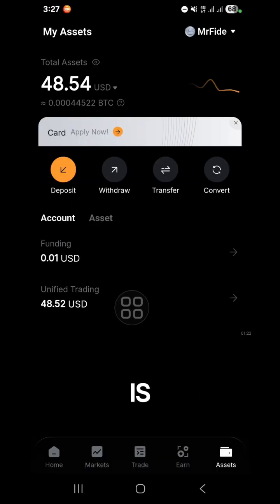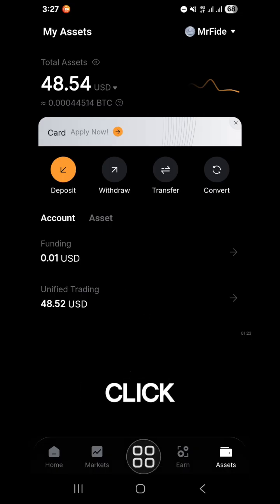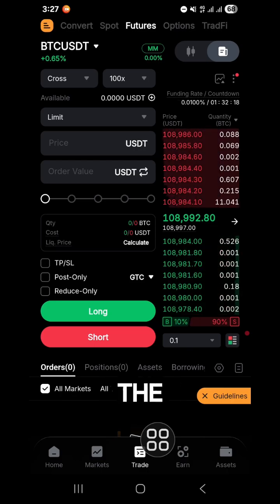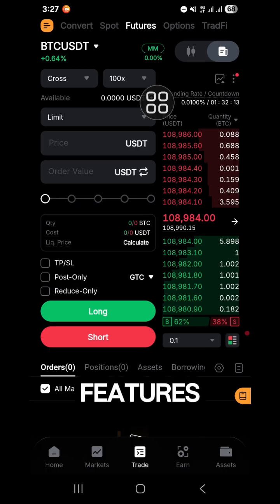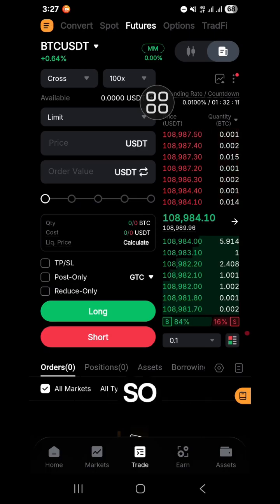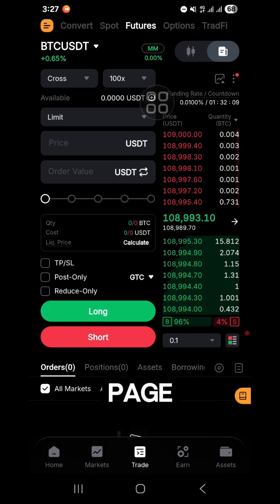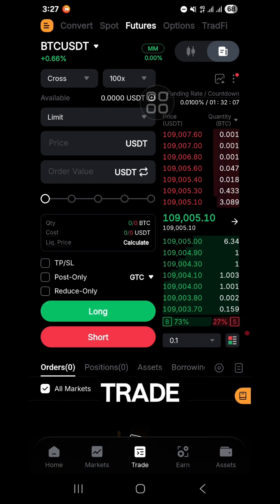Now that my USDT is on my unified trading account, the next step is for me to click on this place that says trade below. When I click on trade, then on the top, ensure this is on futures. If not on futures, you can simply click on futures. So now this is the futures page on Bybit. In this place, we get to trade futures.